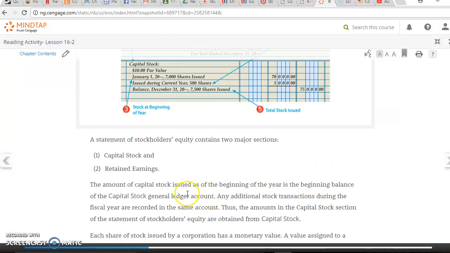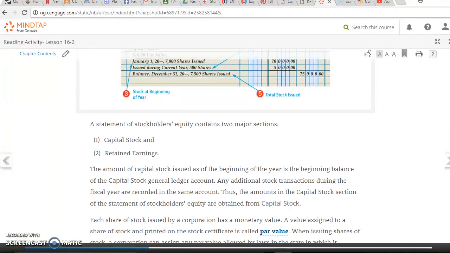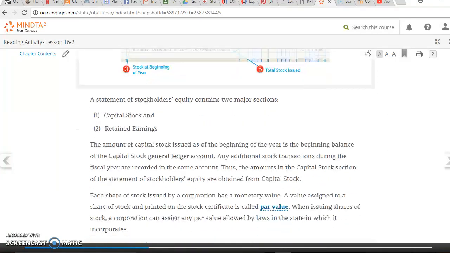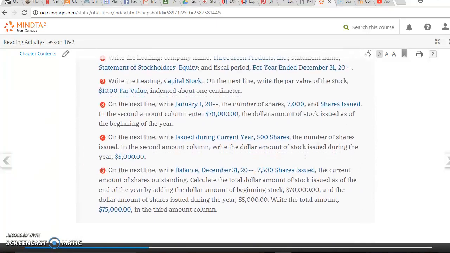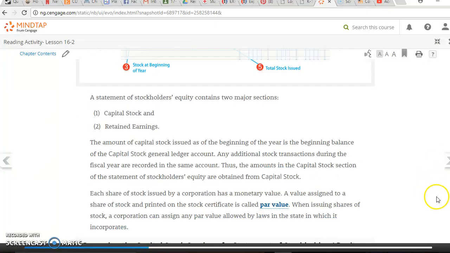The amount of capital stock issued at the beginning of the year is the beginning balance. Capital stock is all the stock that the corporation owns. Any additional stock is recorded in the same account. Each share of stock has a value. A value assigned to the share of stock and printed on the certificate is called a par value. When they issue shares of stock, a corporation can assign any par value allowed by the laws in the state to the stock.